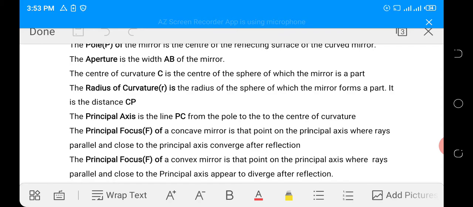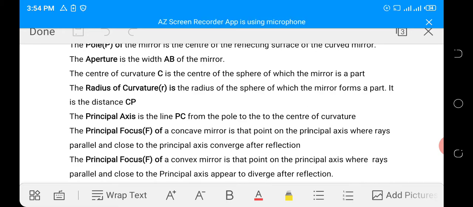Then the radius of curvature R is the distance between the pole P of the mirror to the center of curvature. That's what we call the radius of curvature. Then the principal axis. The principal axis PC is the line that is drawn from the pole P to the center of curvature. It's the line that passes through the pole to the center of curvature.